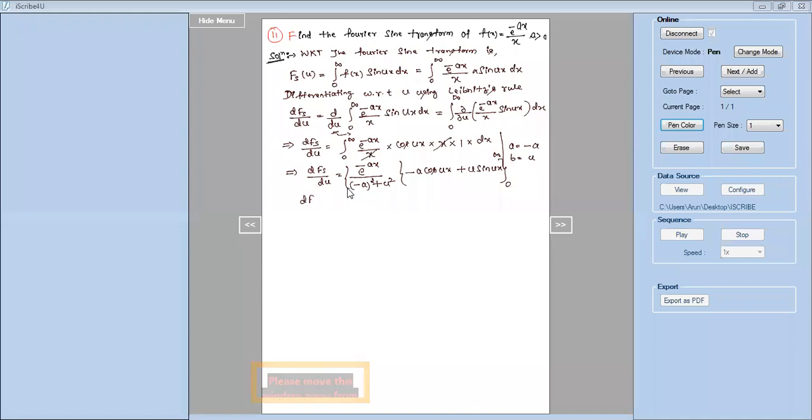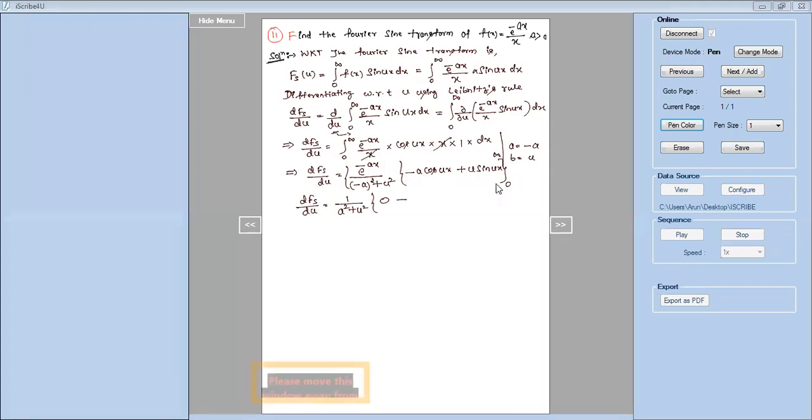So dfs by du equals 1 by a square plus u square, which is constant, taken outside. First we put x equal to the upper limit, infinity. If I put x equal to infinity, it becomes e power minus infinity, as we did in the last class, and you know e power minus infinity is 0. So 0 into this entire thing becomes 0, and the upper limit becomes 0.